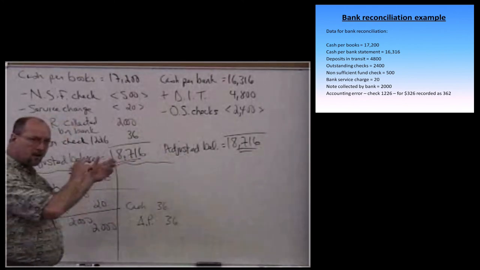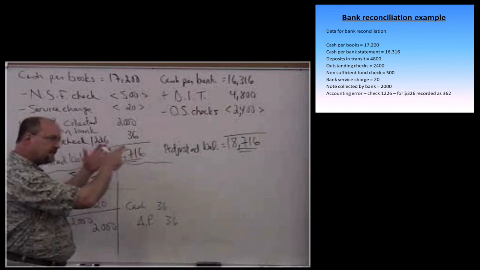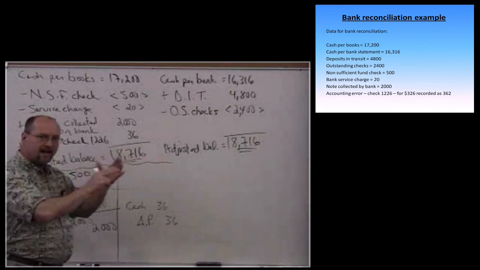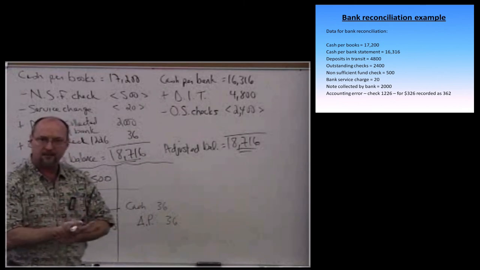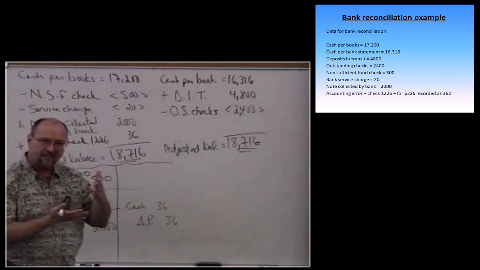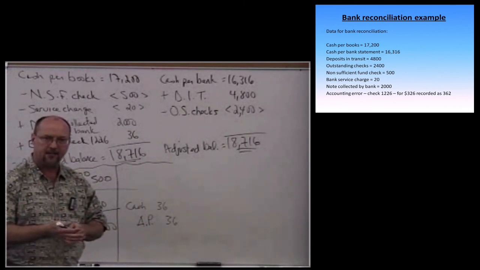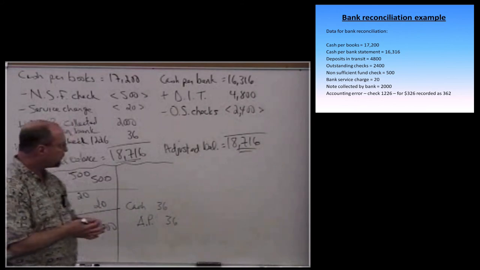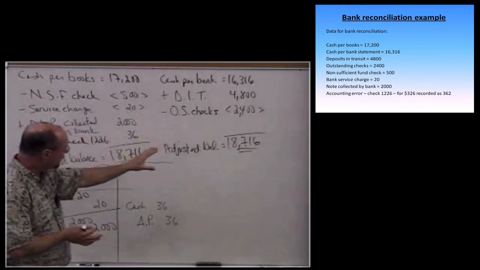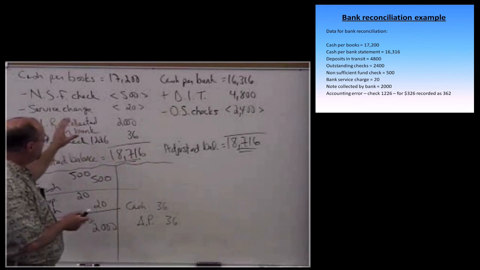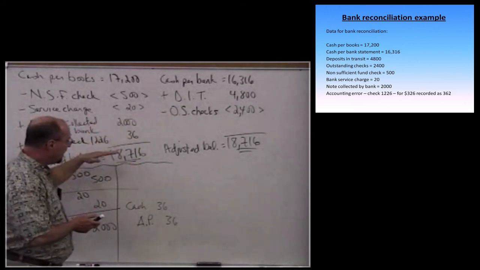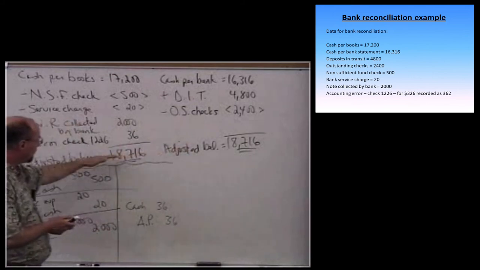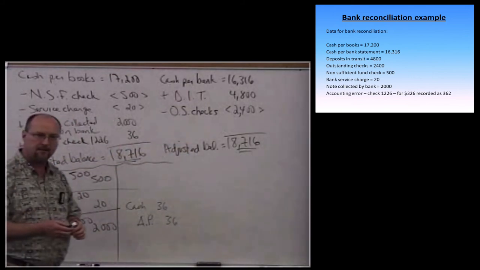And this is what the number should be when both sides are fully aware of everything that's out there, but because of timing differences, they simply haven't recorded it yet as of the day of the reconciliation. Okay? And so anyway, this is a bank reconciliation. If you do everything correctly and you put the reconciling item on the appropriate side, the adjusted balance on both sides should be the same amount.